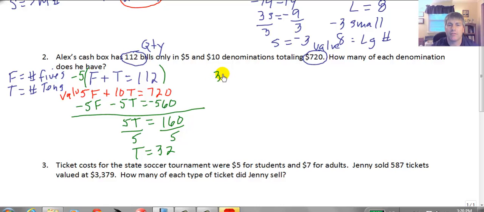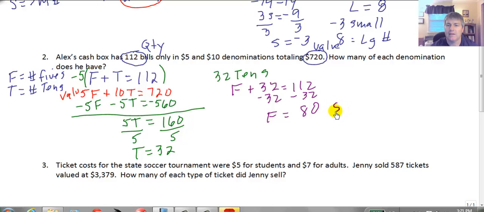So now I know I have 32 $10 bills. And all I need to do from here is solve for the number of 5's. Well, if I know my 5's plus my 10's equals 112, subtract 32 from both sides, and I get f equals 80, so I have 80 $5 bills. So 80 5's and 32 10's, and sure enough, 80 5's is $400, 32 10's, $320, 400 plus 320, $720. So that one works out.